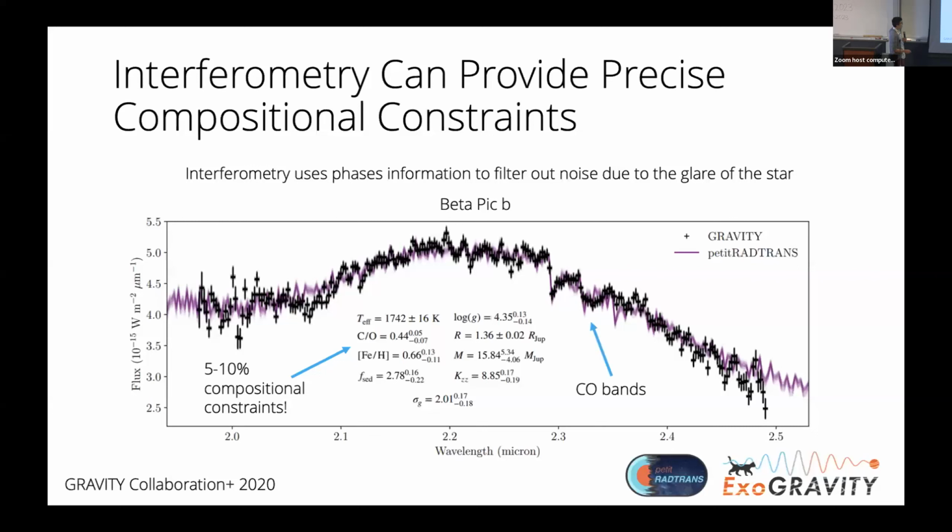And the nice part about interferometry is that, unlike imaging, it can also obtain information about the phase of light. So you remember from your electricity and magnetism class, light has both intensity and phase. And by measuring this phase information, we can actually filter out the noise due to the glare of the star in ways that we can't do with just conventional imaging. And with this, we're able to obtain these better spectra. And you can see that we can measure much more precise carbon to oxygen ratios and metallicities down to the 5 to 10% precision level. And this is all done with the petitRADTRANS code, which you'll play with tomorrow.